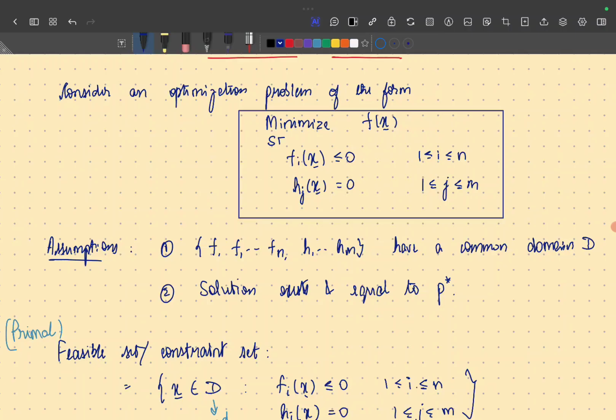Correct. You take any point in the feasible region. Any such point is called a feasible point. You take any feasible point, plug it into f, you get an upper bound, right? Because any x that lies in the feasible set satisfies all of these constraints, and therefore f of x has to be greater than or equal to p star.